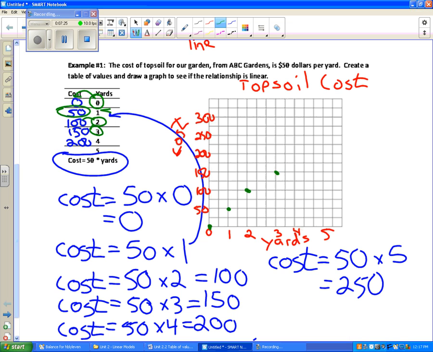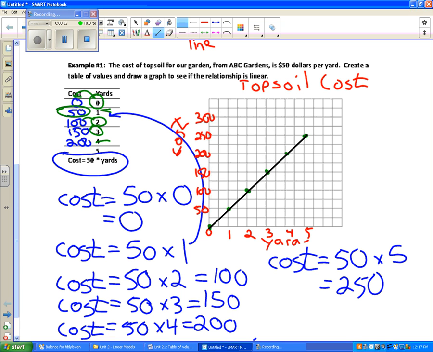So I made a little mistake on my graph, just so we got to fix that up. I think I went over too far. So 3 is going to be 150. 4 is going to be 200. And we said 5 was going to be 250. And now I connect the dots. I'm actually going to get a line tool up here and see if indeed we have a linear relationship. And we can see that I have a straight line, so therefore it is a linear relationship. So that's our first example.